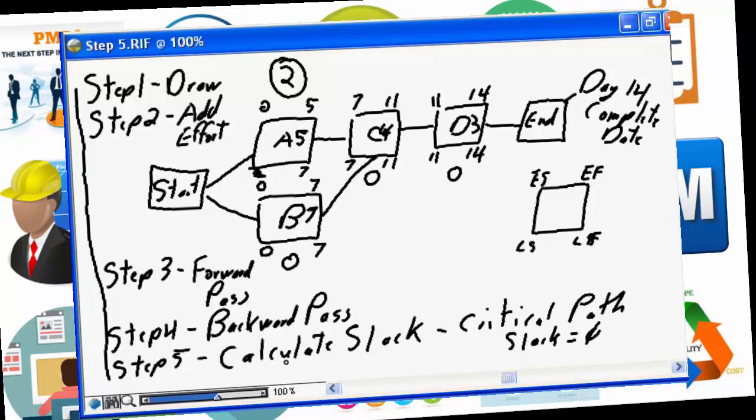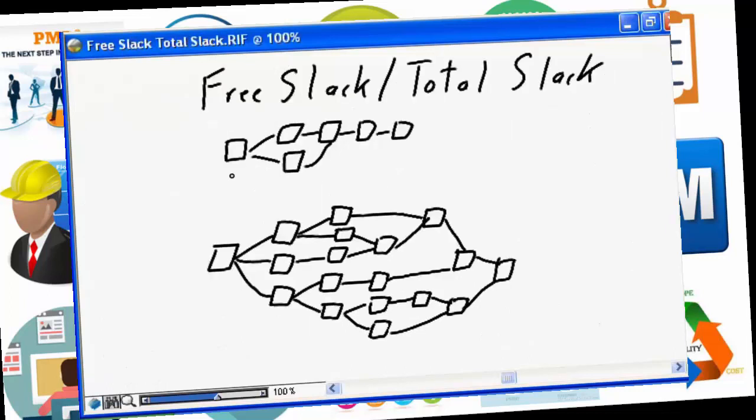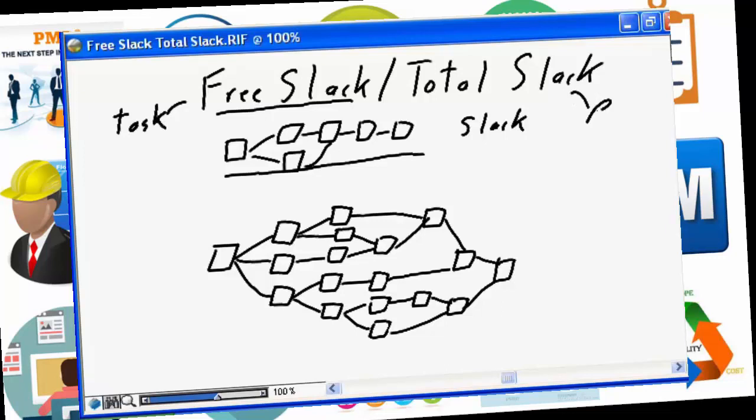And then finally, step 5, you calculate the slack, which is the late finish minus the early finish, or the late start minus the early start. One is as good as the other, and you determine where the slack is on your project. In the very simplistic diagram I just drew, which is represented here, I only talked about a single term called slack. In reality, there are 2 different terms for slack. There is free slack, which is task slack, and there is total slack, which is project slack.